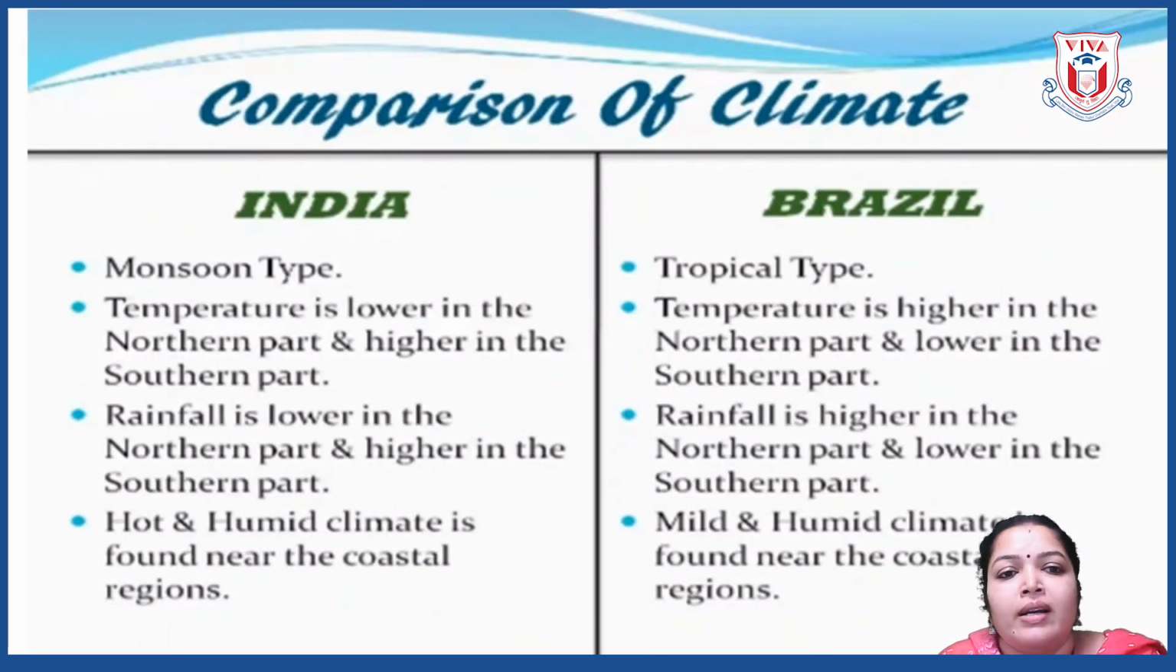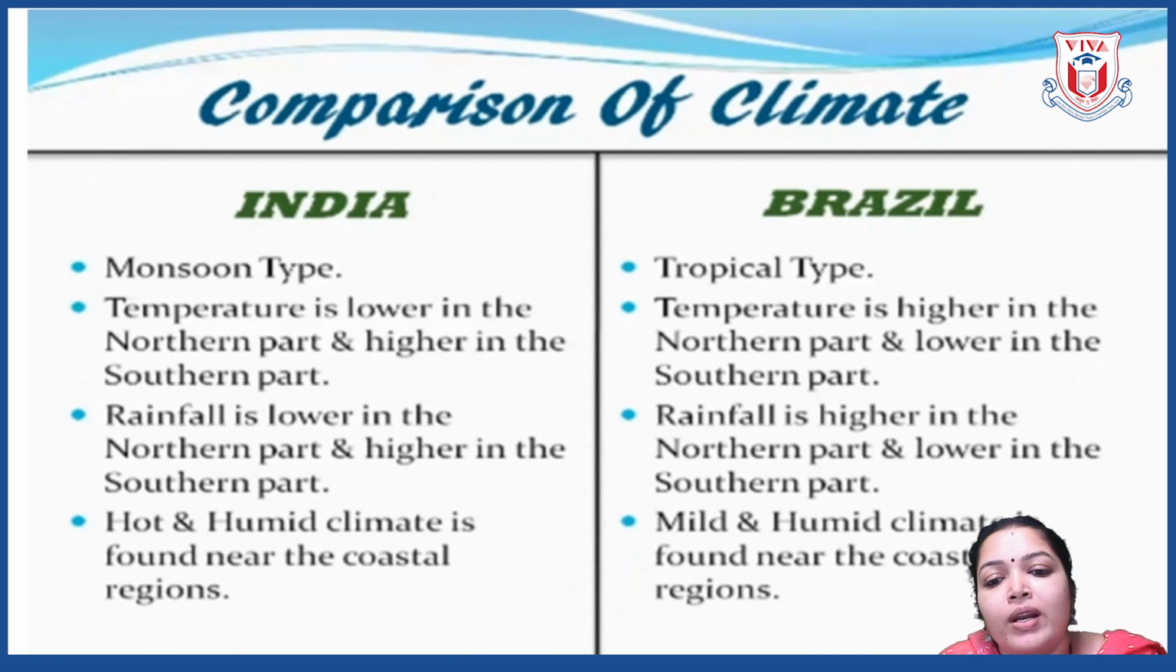So now students, let us compare the climate of India and Brazil. India is monsoon type, Brazil is tropical type. In India the temperature is lower in the northern part and higher in the southern part. Here in Brazil the temperature is higher in the northern part and lower in the southern part. The reason is the equator. We are above the equator, and through Brazil the equator passes. So we can find the difference in this.